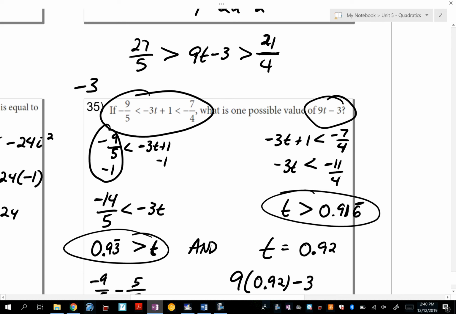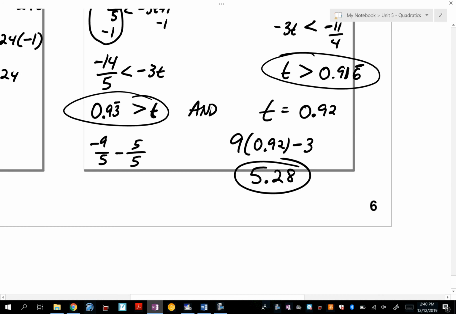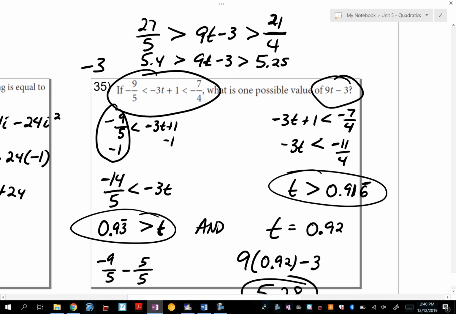Now, can someone in their calculator do 27 fifths as a decimal? 5.4. And will somebody do 21 fourths? Okay, so what numbers are greater than 5.25 and less than 5.4? 5.28 is, which is right. Or I heard somebody say 5.3. 5.35.